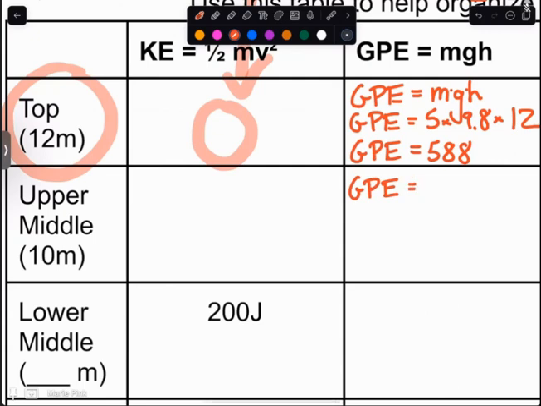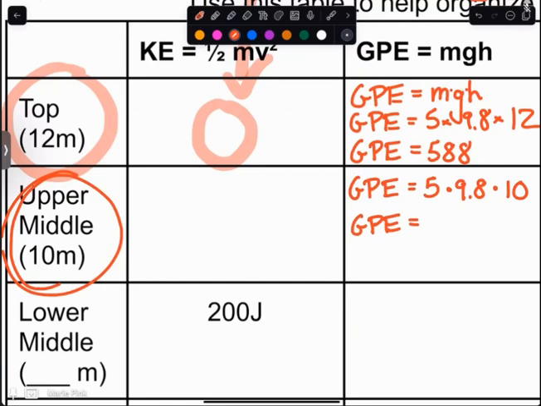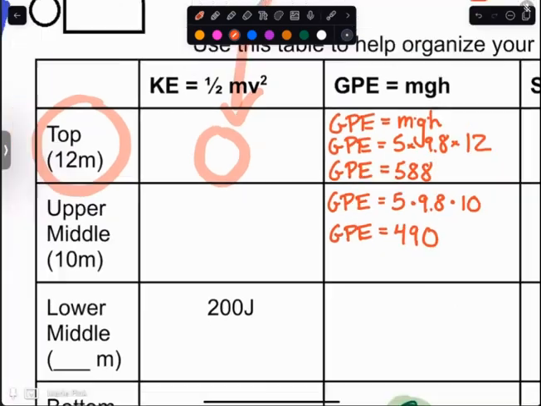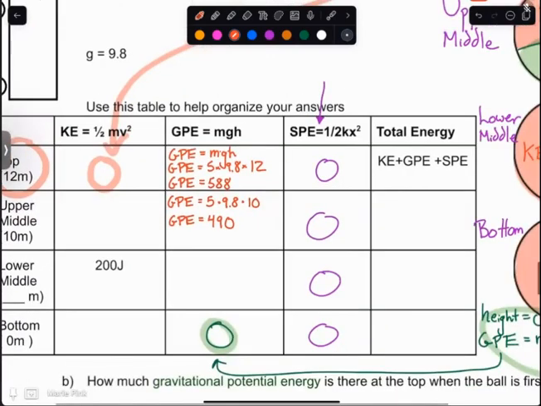In this case, though, mass is still 5, g is 9.8, and the height is 10. And so you get 490. It says that it's at a height of 10 meters. All right, so now here comes the easy part. We have figured out some stuff to the point that in this row, we have all but one thing.